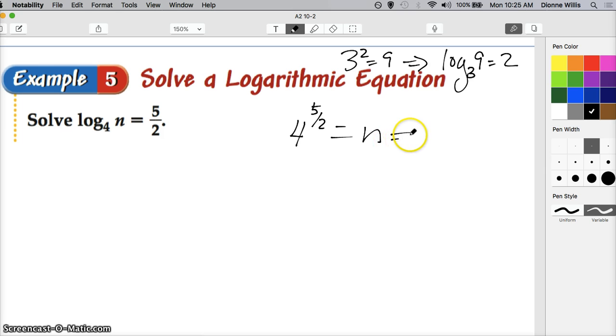Now, what is 4 to the 5 halves power? Glad you asked. Basically, it's 4 to the 1 half, then raised to the 5th power. And so 4 to the 1 half is 2, and 2 to the 5th power is 32.